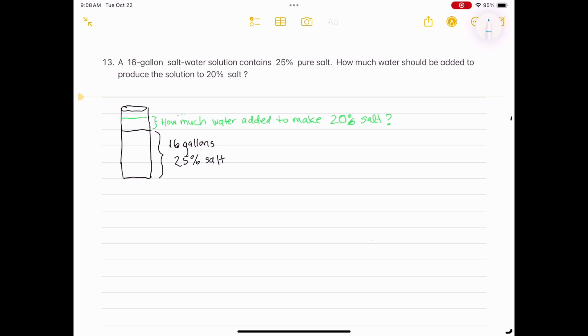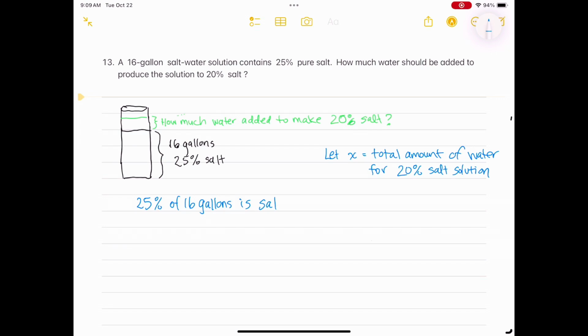I begin by labeling my variable. Let x equals the total amount of water to make a 20% solution. And from the problem, we see that what is given is that the 16-gallon saltwater solution was 25% pure salt. So 25% of the 16 gallons is salt. That would be a multiplication problem. 25% times 16 is salt.